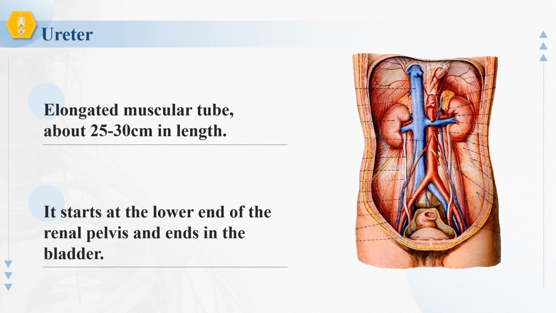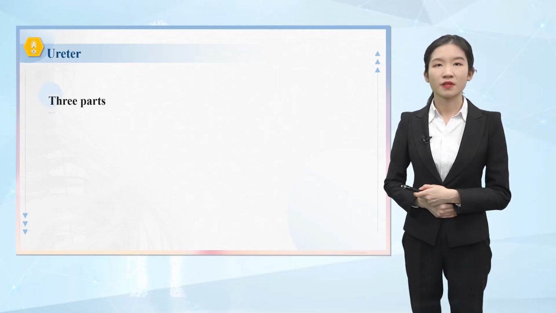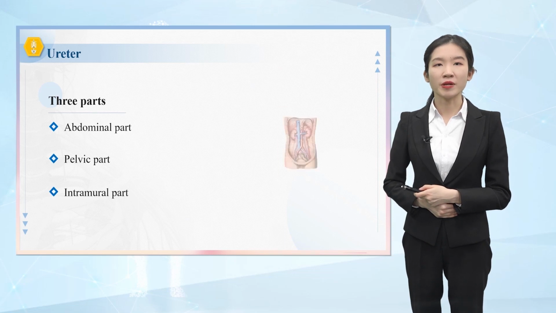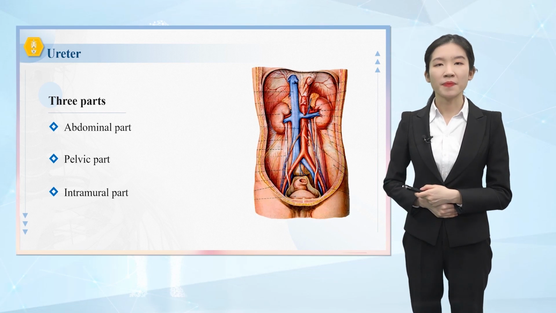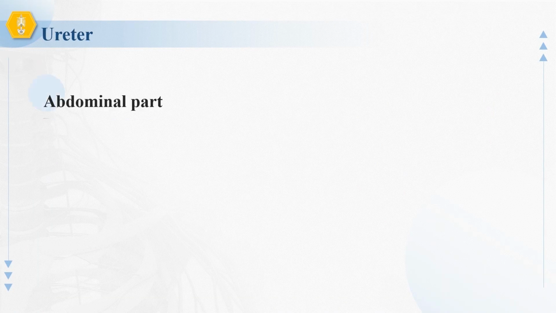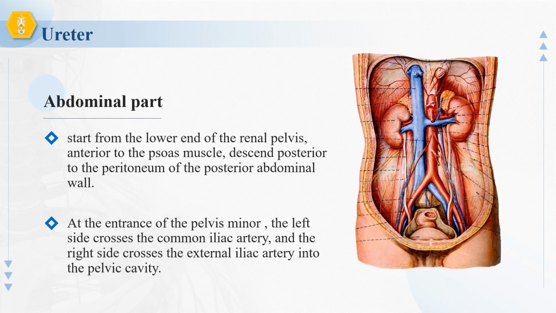It starts at the lower end of the renal pelvis and ends in the bladder. It can be divided into three parts: abdominal part, pelvic part, and intramural part. First, abdominal part. This part starts from the lower end of the renal pelvis, anterior to the psoas muscle, and descends posterior to the peritoneum of the posterior abdominal wall.